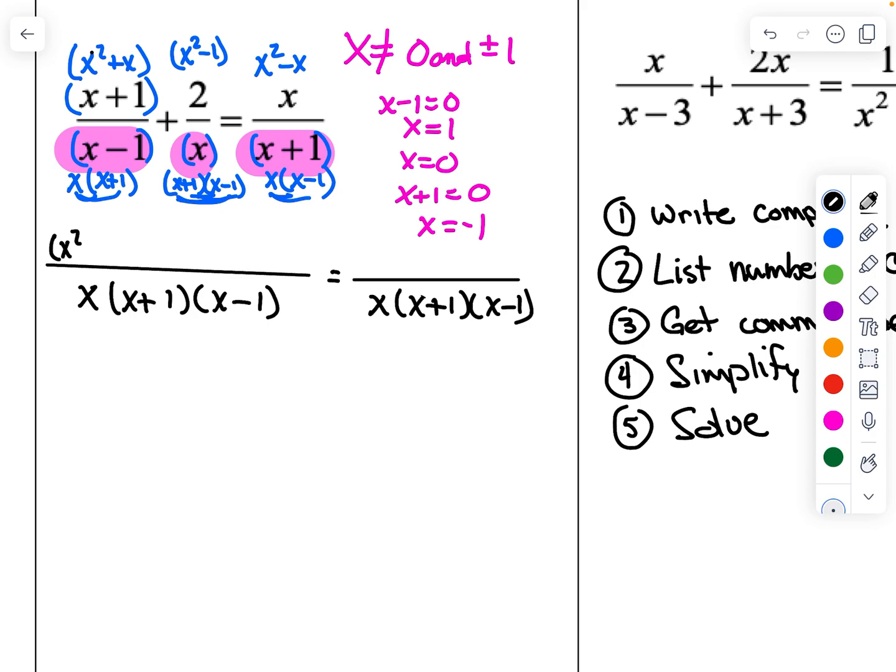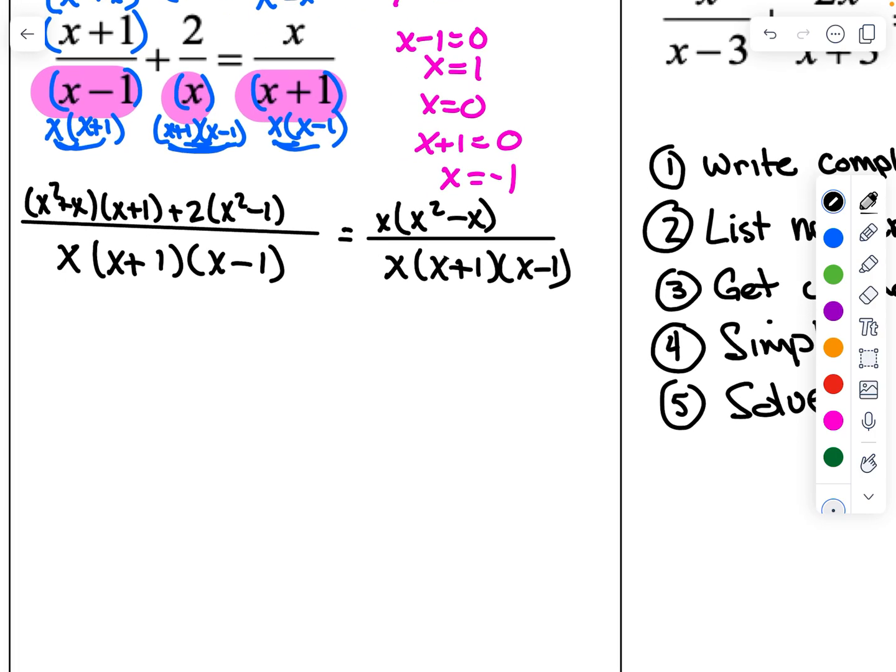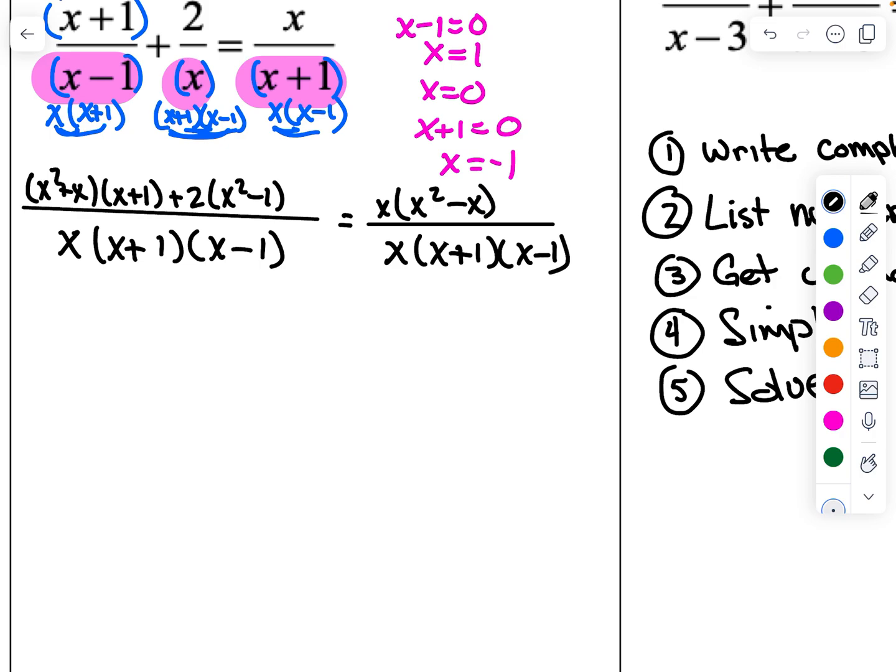So x squared plus x times x plus 1. And then 2 times x squared minus 1. And then x times x squared minus x. There's so much x here. All right, so now x squared times x is x cubed. X squared times 1 is x squared.